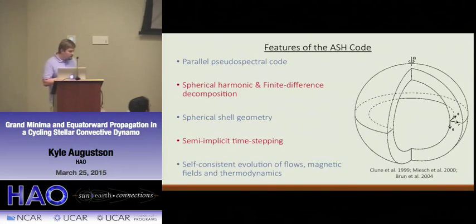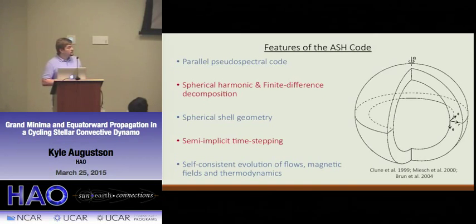What I'll be talking about today is an ASH simulation. So ASH is the anelastic spherical harmonic code. It's a massively parallel pseudospectral code. It uses spherical harmonics to resolve horizontal structures, and in the case I'll be talking about, it uses finite differences to resolve radial structures. So this is the full spherical shell geometry.